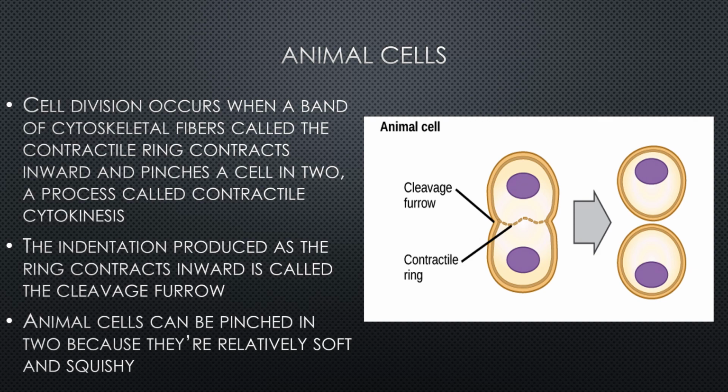Next, animal cells. In animal cells, cell division occurs when a band of cytoskeletal fibers, called the contractile ring, contracts inward and pinches a cell in two, which is a process called contractile cytokinesis. The indentation produced as the ring contracts inward is called the cleavage furrow. Animal cells can be pinched in two because they're relatively soft and squishy. In the diagram here, you see the indentation in the middle from the cleavage furrow and the contractile ring, and it forms two new cells.